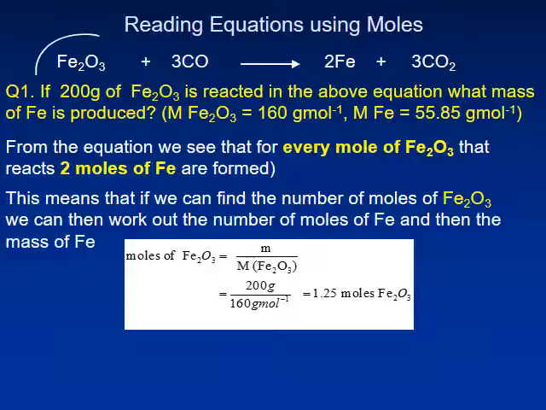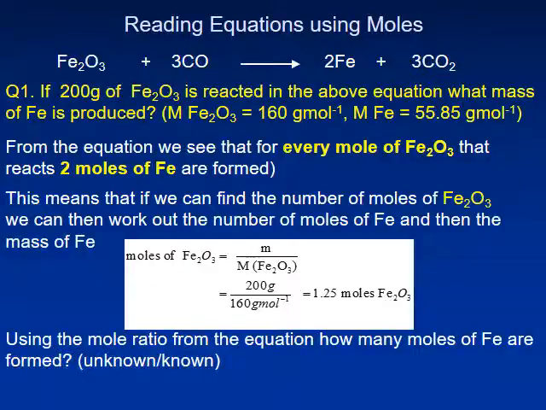Okay, so we have 1.25 moles of that, and we have a ratio, so you can work out the number of moles of iron from that. Therefore, it makes sense that using the mole ratio in the equation, how many moles of iron can be formed? Is it known or is it unknown? Think about that.